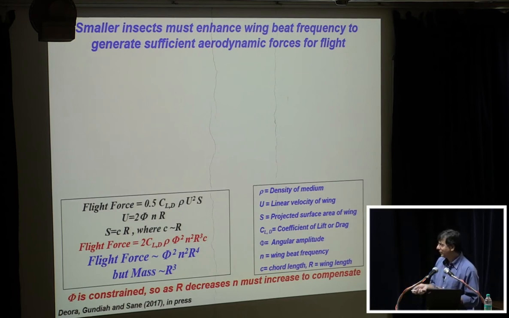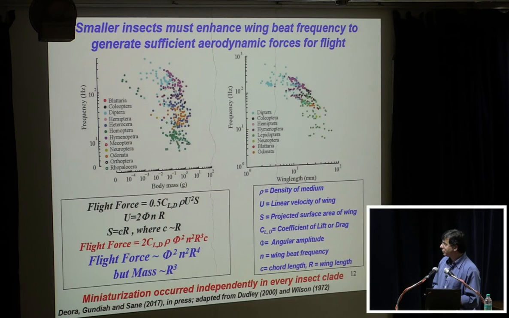And that can only be done by increasing the frequency. And sure enough, when you look at insects, as you decrease in size, the wing beat frequency increases. This is shown here in two ways. One is with body mass as a metric, and here is just size as a metric. In both cases, what you find is that as body mass decreases or as wing length decreases, the wing beat frequency increases.